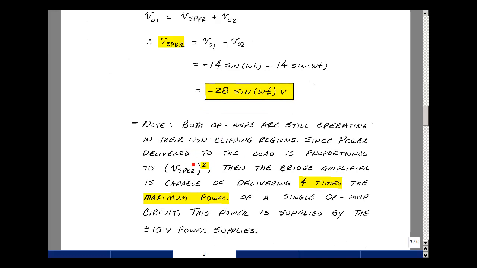Now since power to a load is V squared over R, if the voltage is doubled, then the power is multiplied by a factor of 4 from that of a single op-amp. All this power is coming from the power supplies or the batteries themselves. And this is Supplemental Problem 8.2.